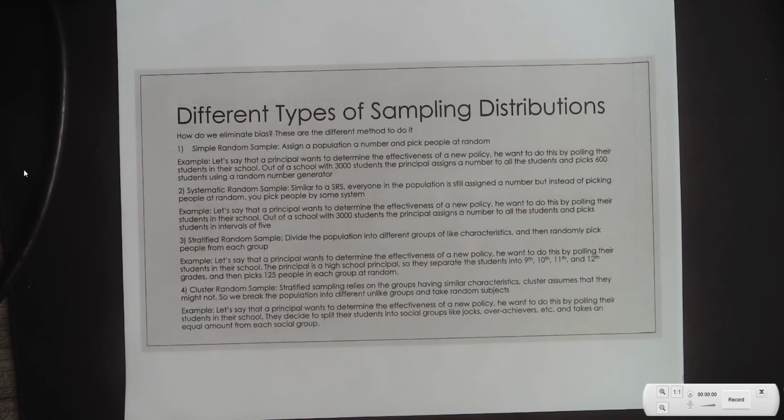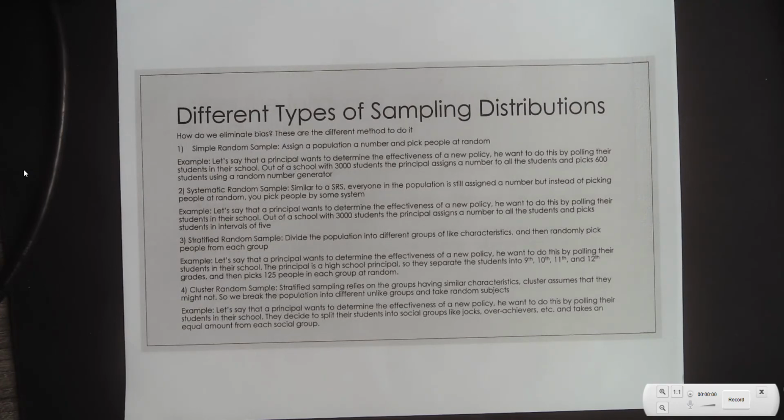Different types of sampling distribution. So there's a bunch of different types of sampling distribution. Sorry that this one's a little bit hard to read, but at the same time, it's got a lot of good, useful information. So, how do we eliminate bias? There are different methods to do this. The first and probably the easiest way of doing something is called a simple random sample.